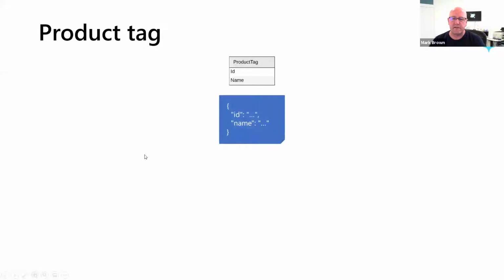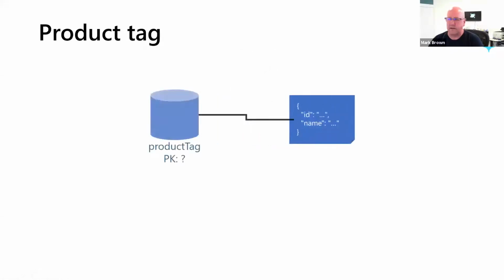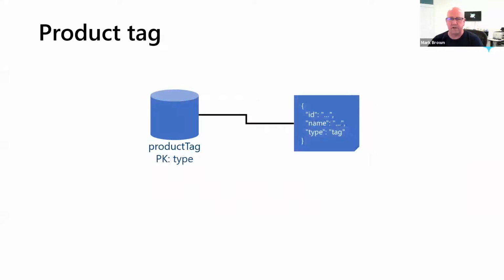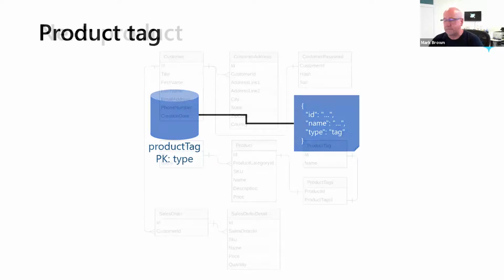Okay, next, product tag. Same process. We're going to make this into a JSON document and put it in its own container called product tag. Same operations here, we're just going to apply the same exact strategy. I'm going to put a property on here called type, and give it a value of tag.